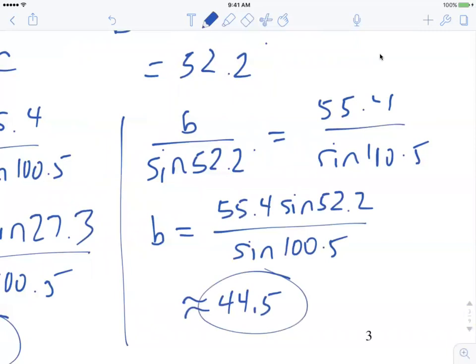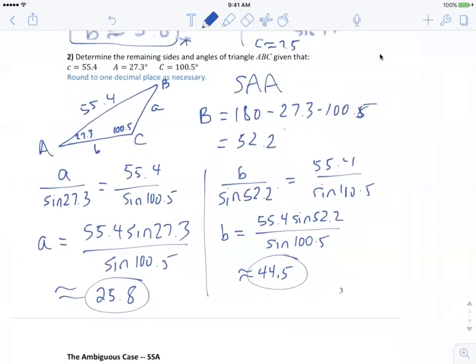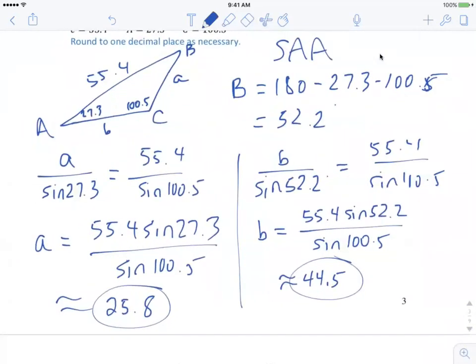Okay, so we got it solved because we found all the sides that were unknown. Okay, that's a good stopping point. We're gonna get to the ambiguous case next. That's where the fun really begins.